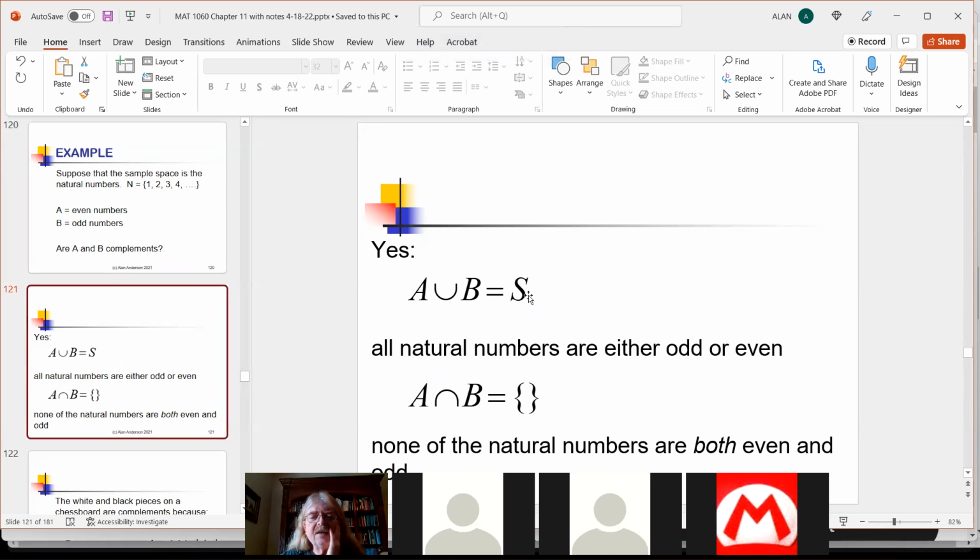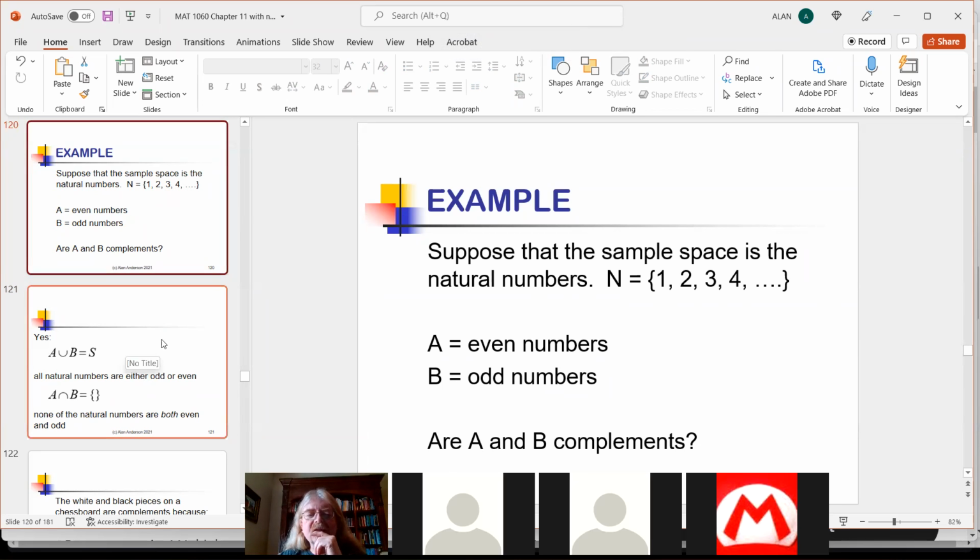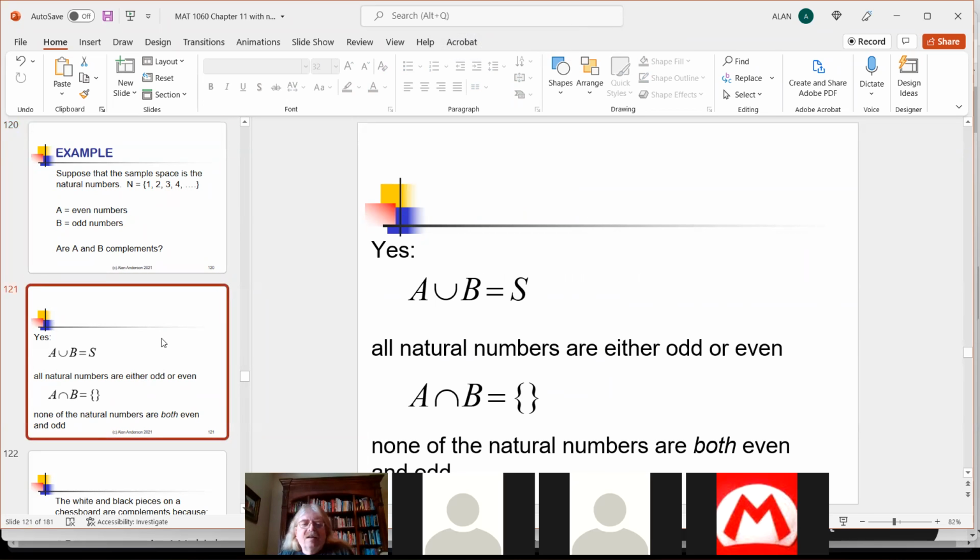Yeah, A union B is S, all natural numbers are either odd or even, but none of them are both. Well, that would be strange. Imagine a number that could be both. Well, theoretically, if you're looking at the whole numbers, 0 can be thought of as both even and odd, but we won't deal with that here. We'll focus our attention on the natural numbers, and therefore all the numbers are either one or the other.